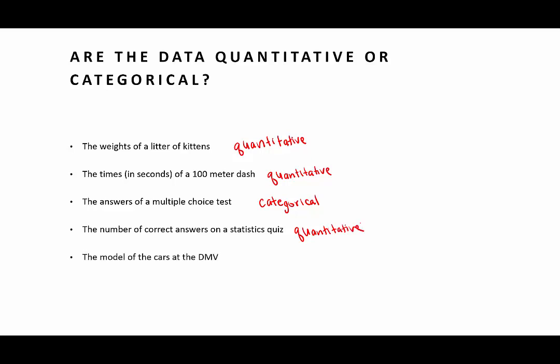How about the models of the cars at the DMV? That would absolutely be categorical. The lengths of newborns at St. Luke's Hospital born on Halloween 2022? That would be quantitative again.